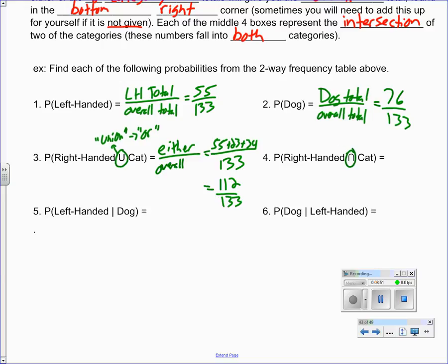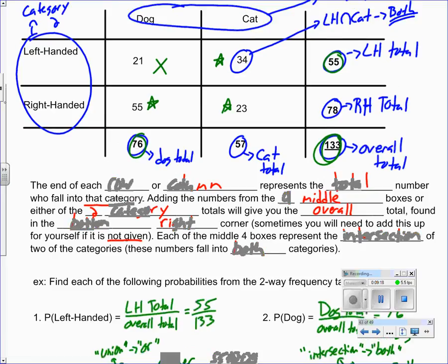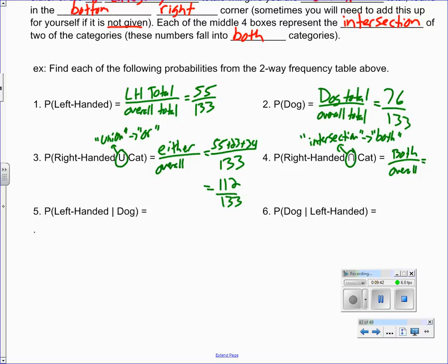The next symbol we've seen before, this one is the intersection. And intersection means both. So now we're looking for those people who fall into both categories out of the overall total. And this one's a little easier to see because this is where the row and the column intersect. So where the cat column and the right-handed row will intersect. So if we look at this column and this row, here's my intersection right here. These 23 people. So it's 23 out of 133.